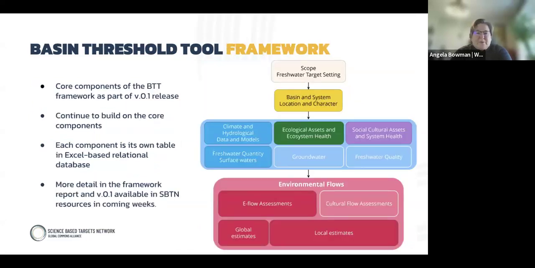So right now, the framework that we're releasing includes these components of the version 0.1. We wanted to make sure that each of the components that we're releasing is sound and accessible for the information that we're compiling. Currently, each component that's shown here is its own table in an Excel-based database. And so you'll see that as you go through the framework report, that this information is all available in its own individual tabs. And it's very intentional by design to show how this relational database connects to each other within each of the components. As we're building out the wireframe for the web-based interface to make sure that the systematic evolution of the tool is increasingly useful for end users.